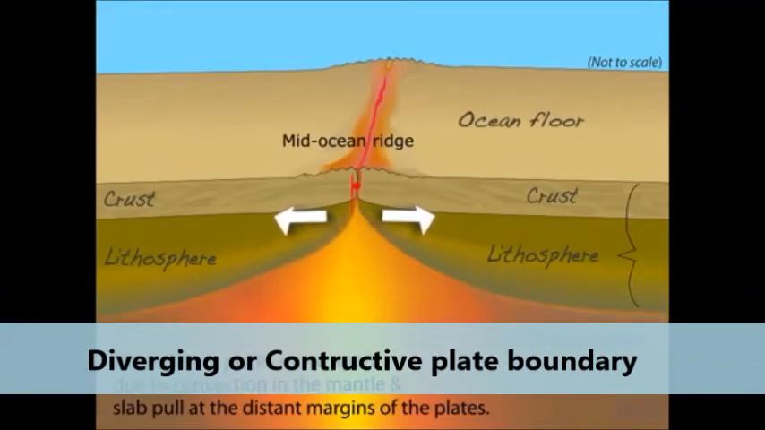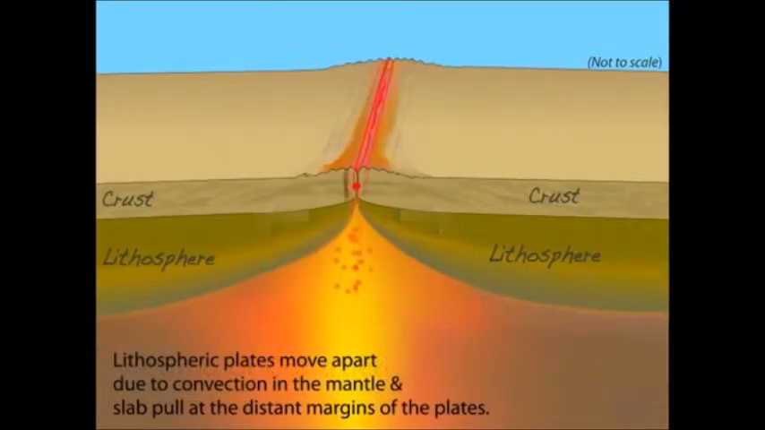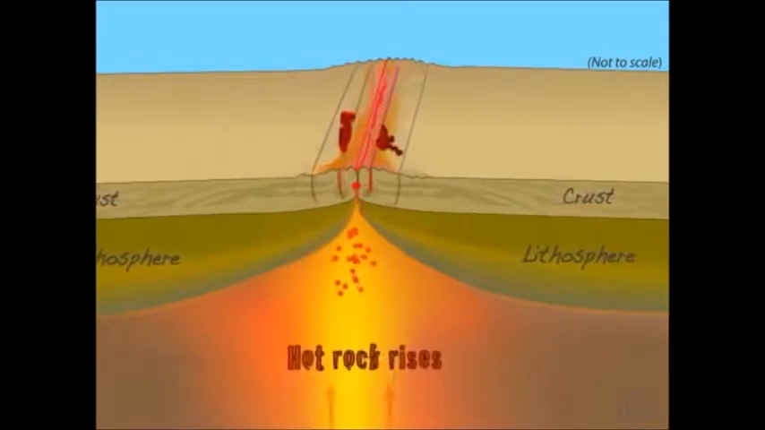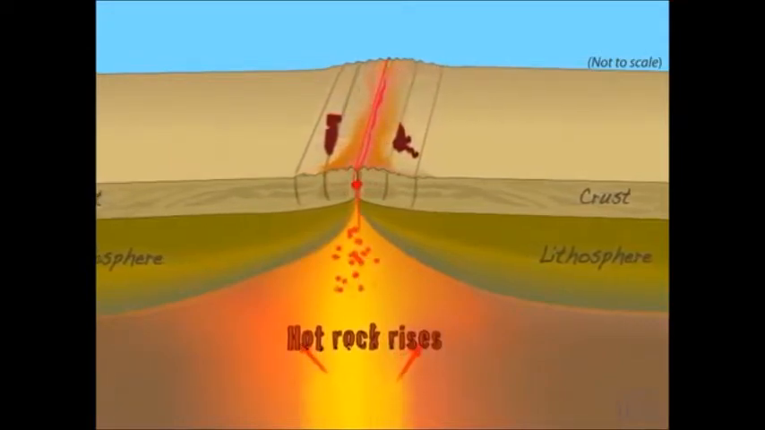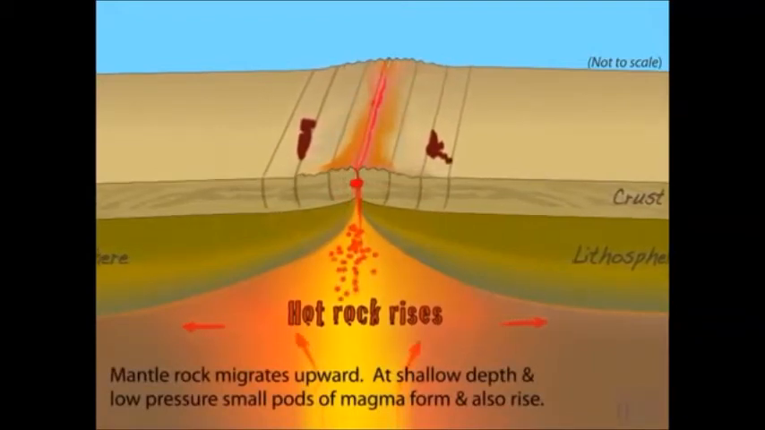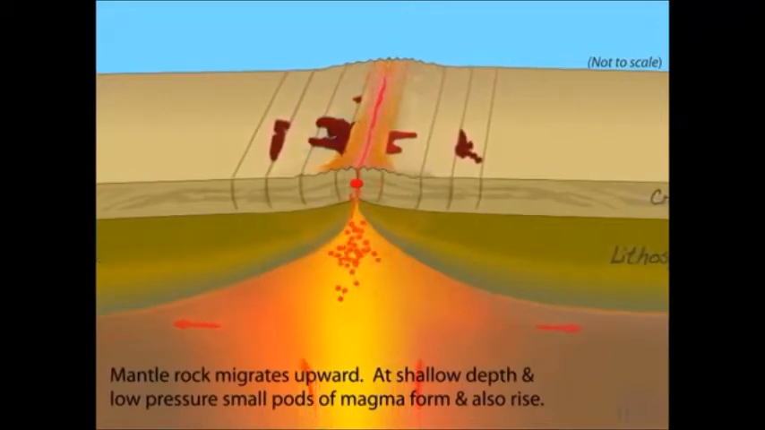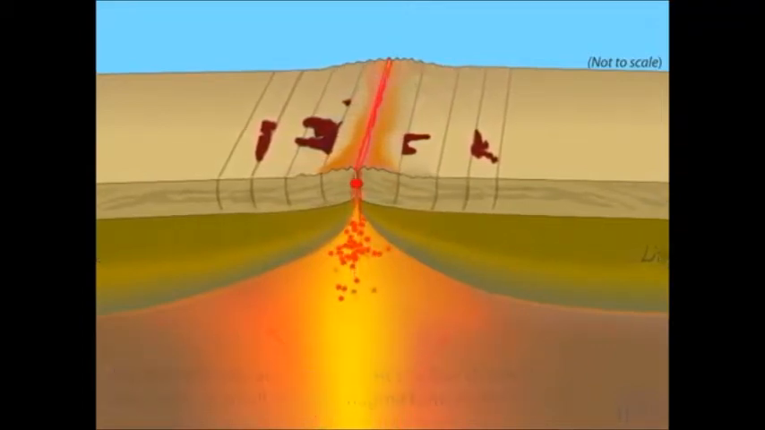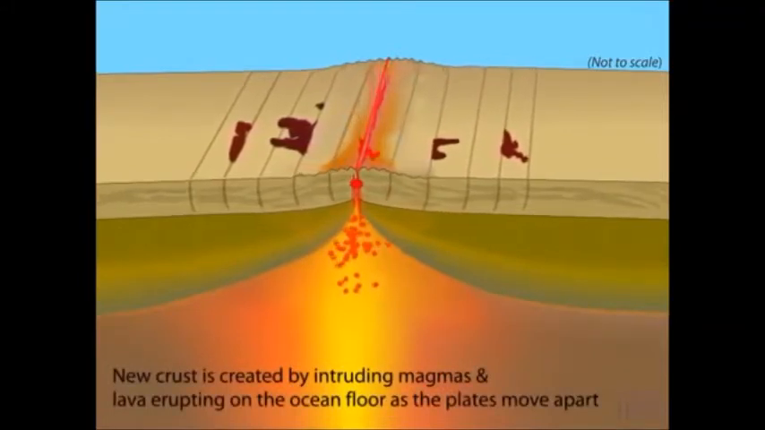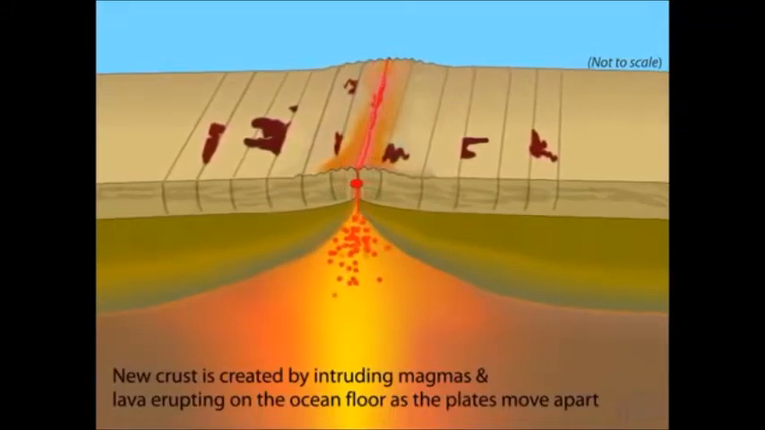Diverging is so important because this is the point where we can also have the construction of new land. Apart from the other two, this is the only type of plate boundary that is not associated with earthquakes at all. Now, what is a diverging plate boundary? It is where you have two plates moving away from each other.